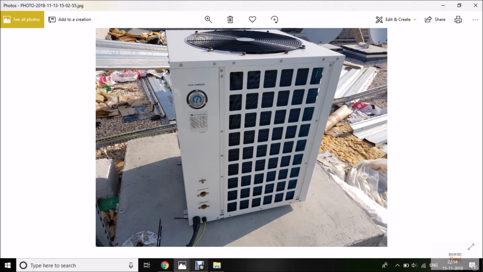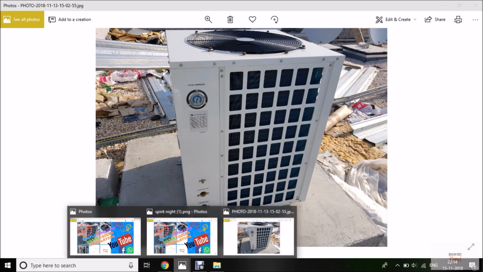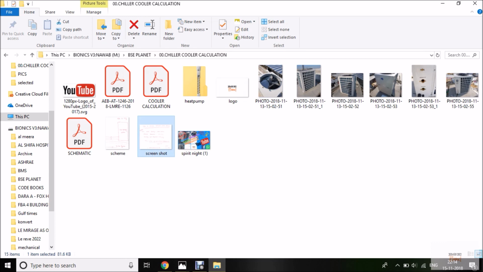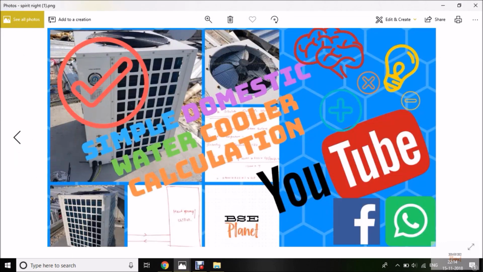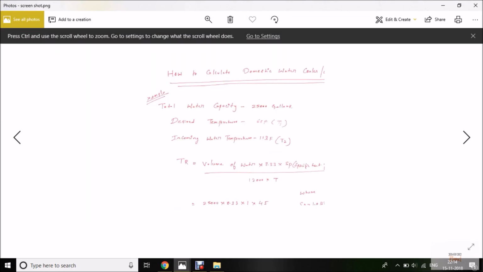Alright, let's start the calculation now. It is a very simple calculation which I have done myself, and it is very easy to calculate in a short span of time.